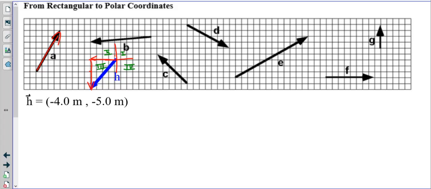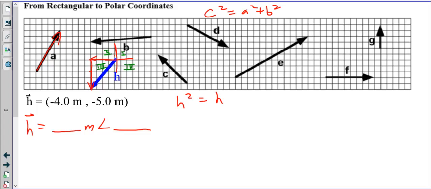What I need you to do is be able to represent the same vector in terms of just the hypotenuse and some angle. So this is going from rectangular format into polar coordinate format. I would start off by doing the Pythagorean theorem. Once again, it says c squared is equal to a squared plus b squared. Now that's the generic math formula. In physics, I'm going to call this h squared is equal to hx squared plus hy squared, and I'm using h because this vector is called vector h.